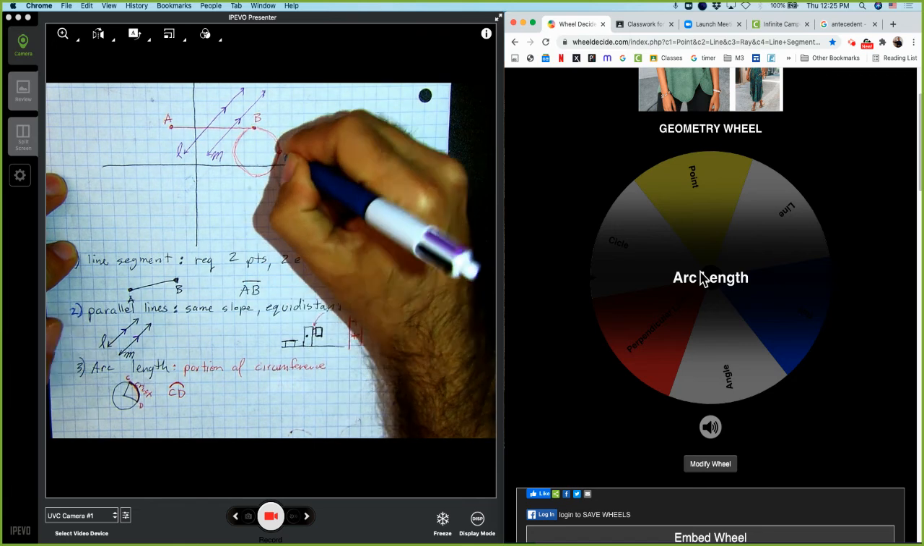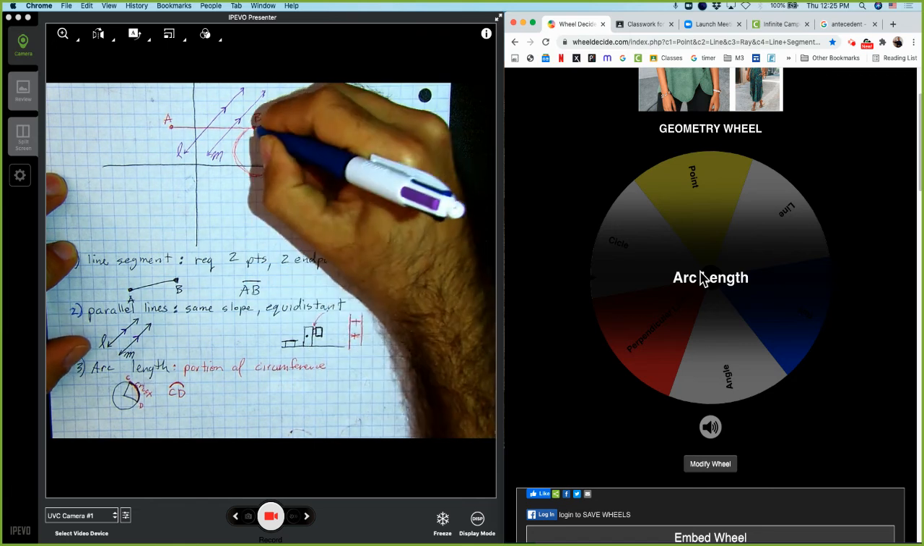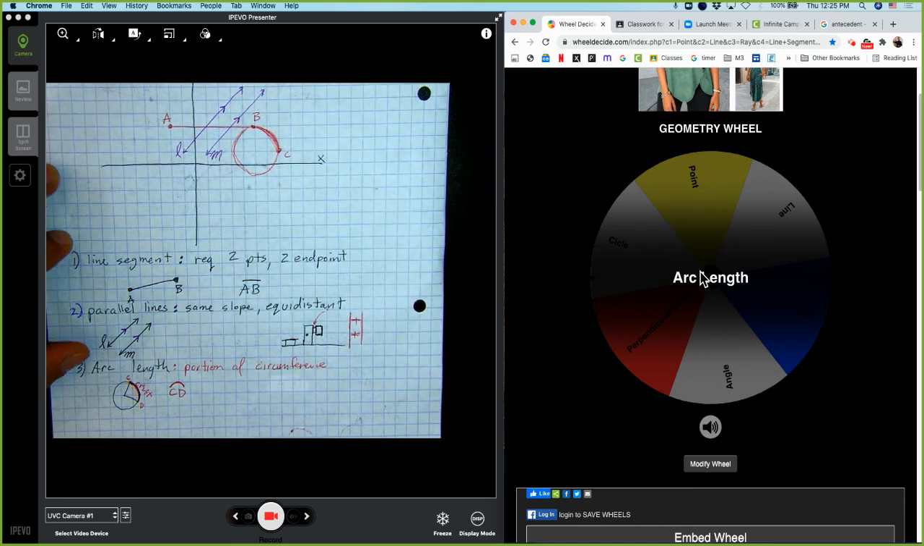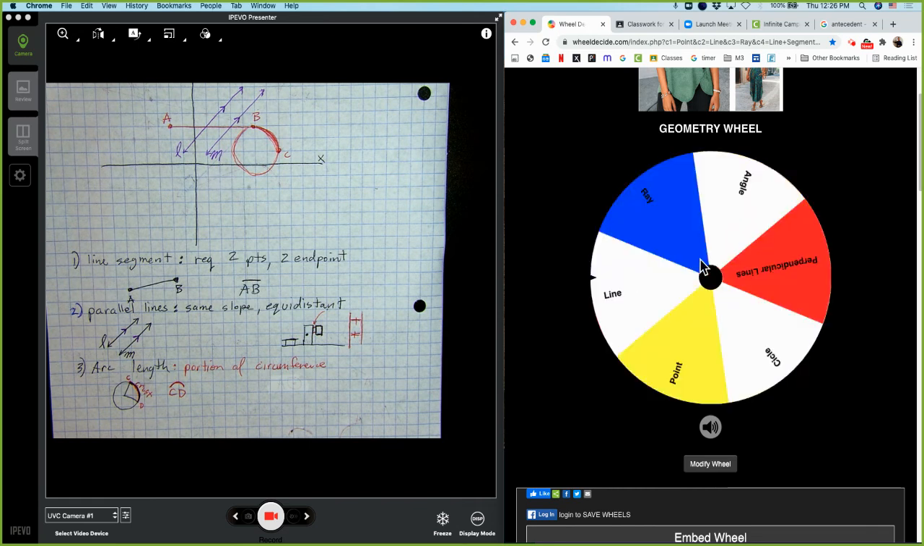And I'm going to put another point here. I'm going to call this C. And then this is my arc length. That's my arc length BC. Okay? That's my arc length BC. Any questions coming up? Y'all good? This ain't so hard, right? All right. What is next?